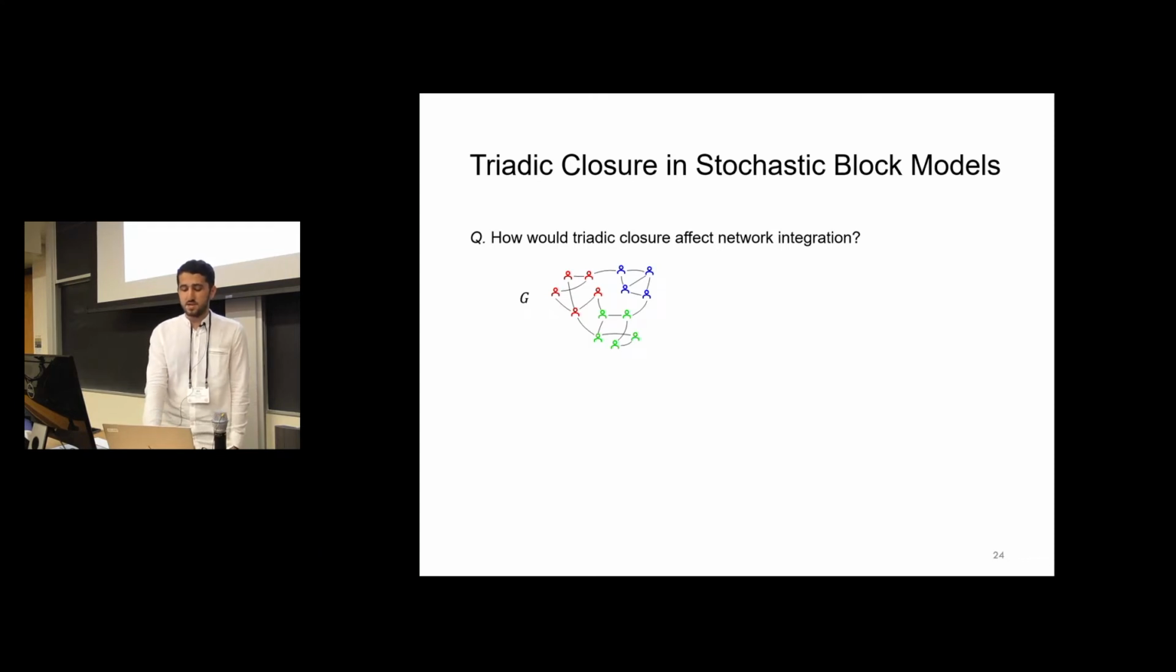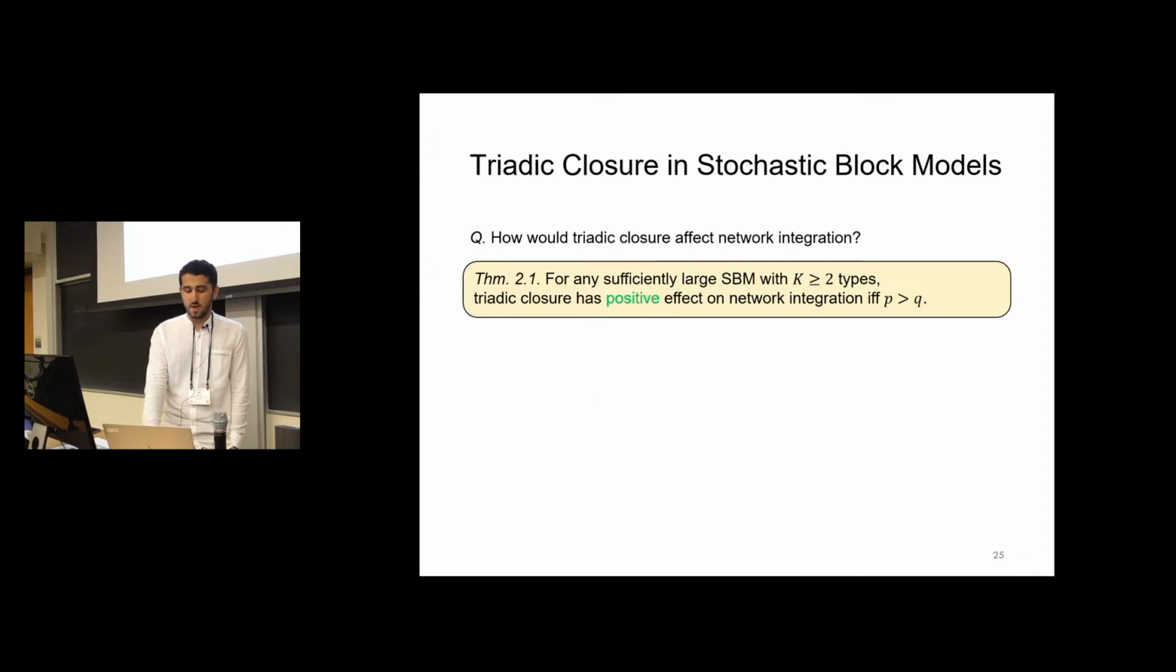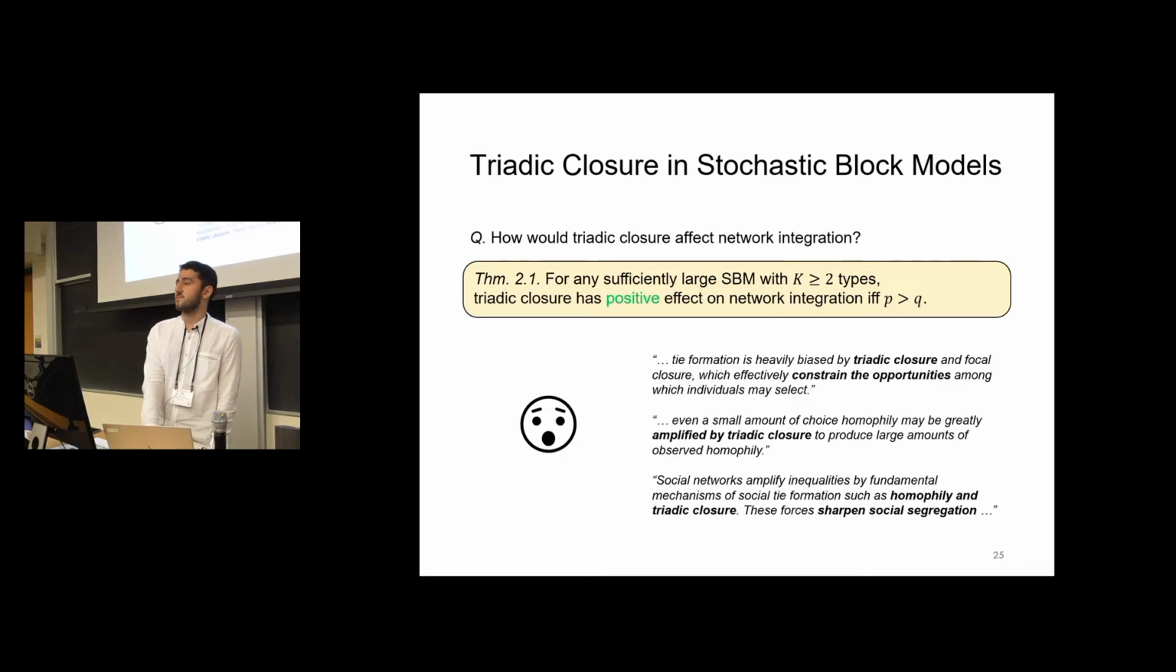Let's say G is a realized network from a stochastic block model. This is how we define the effect. We close a random wedge and call the network G prime, and then measure the change of integration due to closing this random wedge. Given this definition, we have this fairly general theorem. For any sufficiently large stochastic block model, triadic closure has a positive effect on network integration if and only if there exists homophily, which is surprising and goes against previous results.